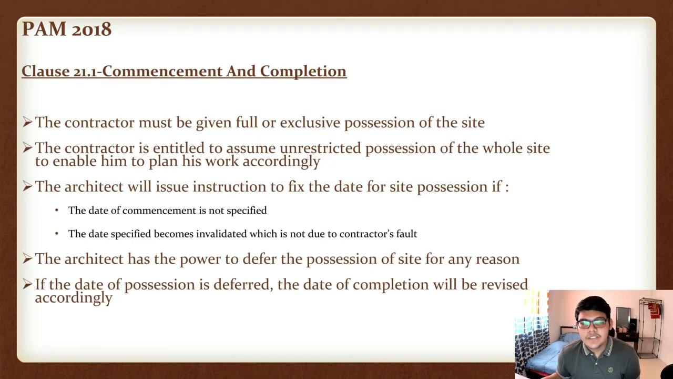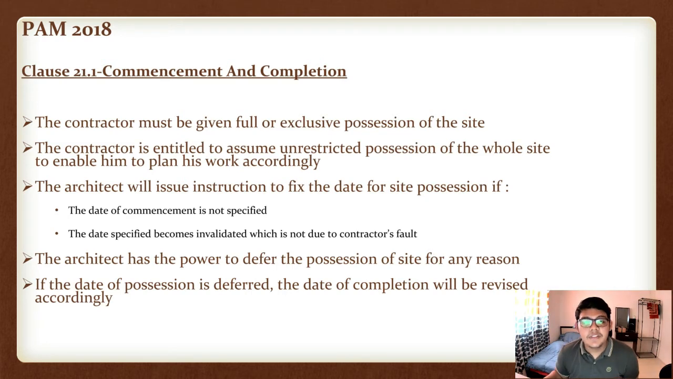Based on clause 21.1 that I have just read, the contractor must be given full or exclusive possession of the site. The meaning of this point is that the whole site, even though some part may not be needed until a later stage of the project, is in possession of the contractor. The second point is the contractor is entitled to assume unrestricted possession of the whole site to enable him to plan his work accordingly, unless there is other agreement based on the contract.